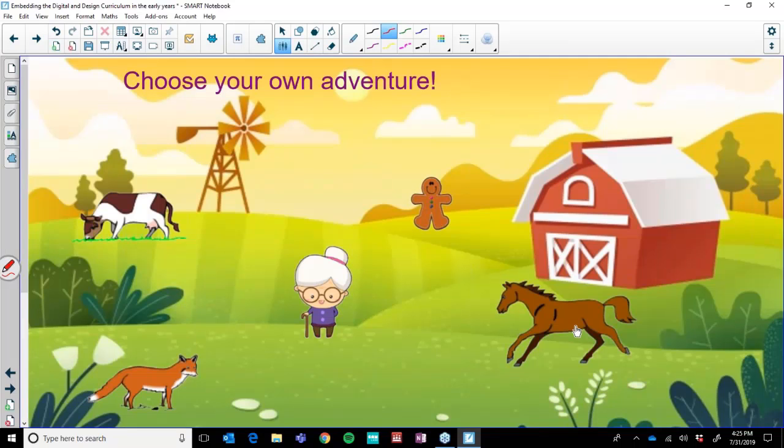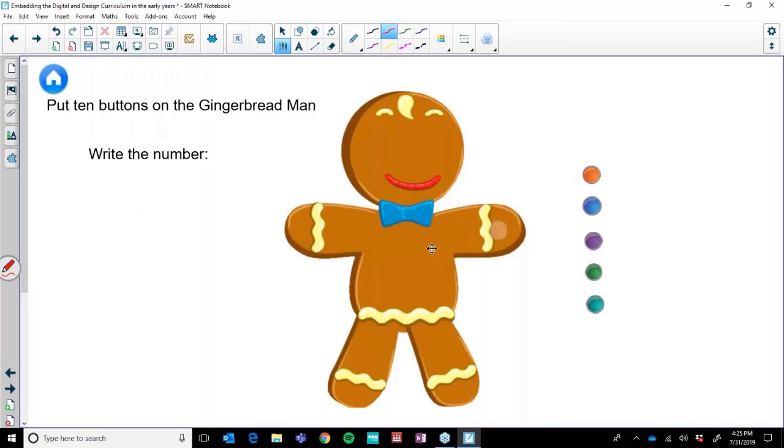If we clicked on the horse, it took us to another maths problem where they had to count and put 10 buttons on the gingerbread man. Now, this prep class was very, very clever at using Seesaw, and our teachers had spent quite a long time using Seesaw in the classroom where they were taking a photo and uploading to Seesaw. So the students were doing that, and the teachers were using this as an assessment, which was fantastic.